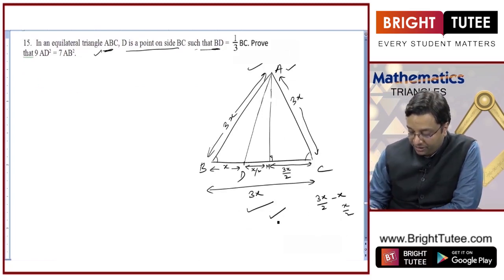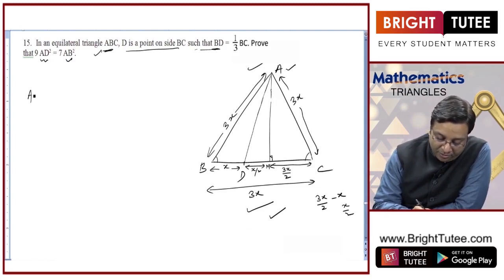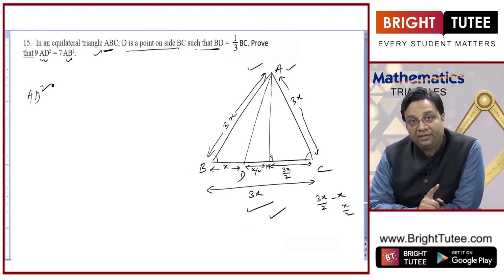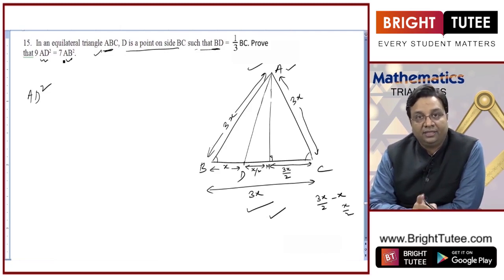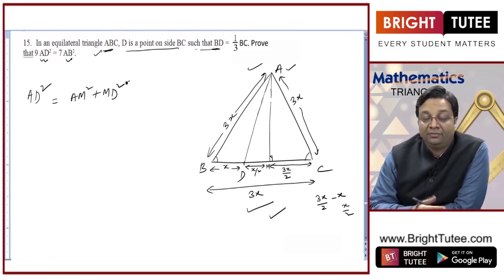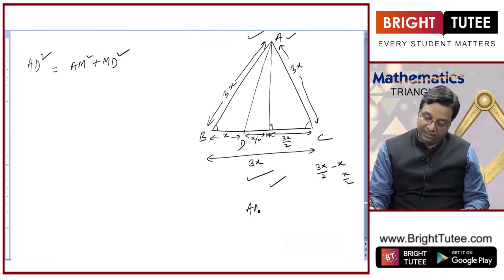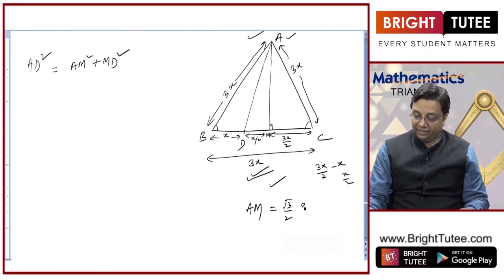Now, once I know this much information, I just need a relation between AD and AB. So, if I can obtain AD square in terms of x and AB square in terms of x, then I will compare these two. So, AD square is equal to AM square plus MD square, right. Why? By Pythagoras theorem in triangle ADM. So, what is AM? AM is just the height of an equilateral triangle with side 3x. So, it is equal to root 3 by 2 into side, that is 3x, right. So, it is equal to 3 root 3 x by 2.